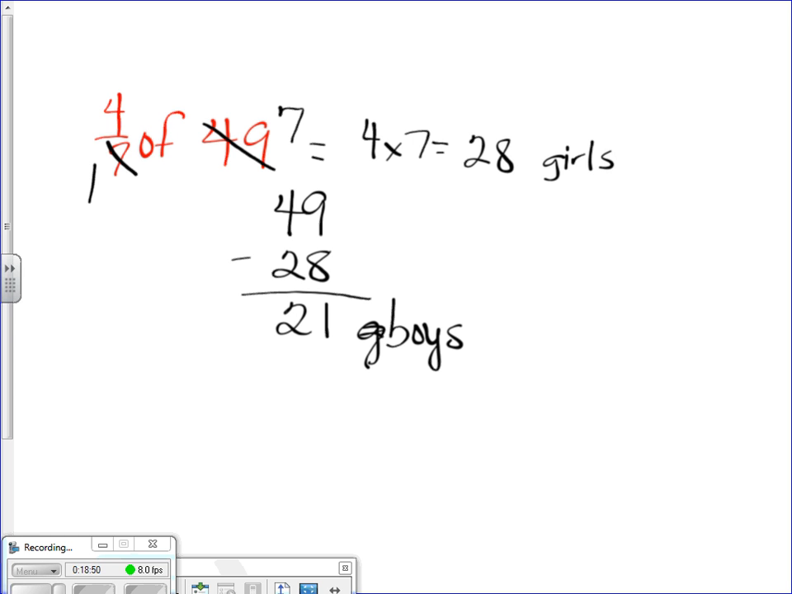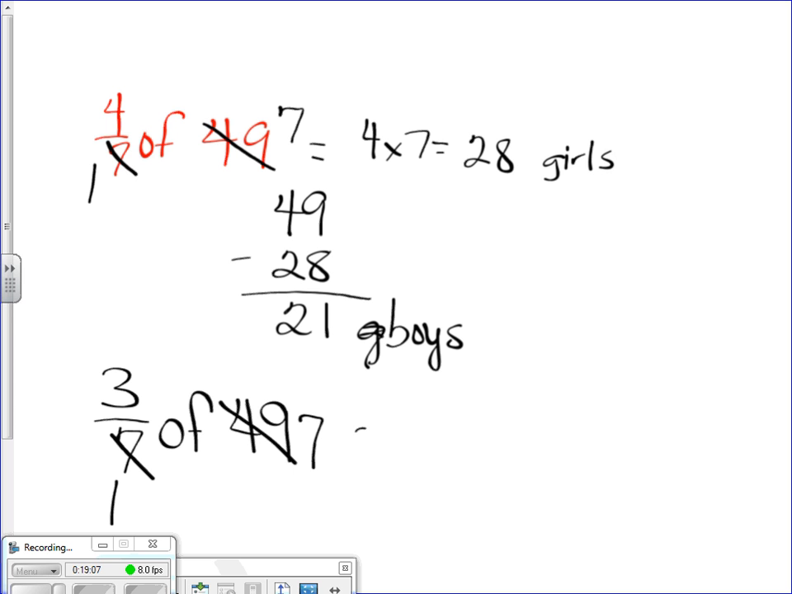Or you could have looked at it as if 4/7 are girls, then that means that 3/7 are boys. Then you could have just done 3/7 of 49. 3 times 7 is 21.